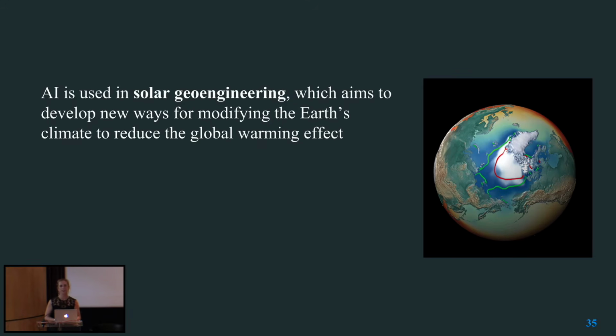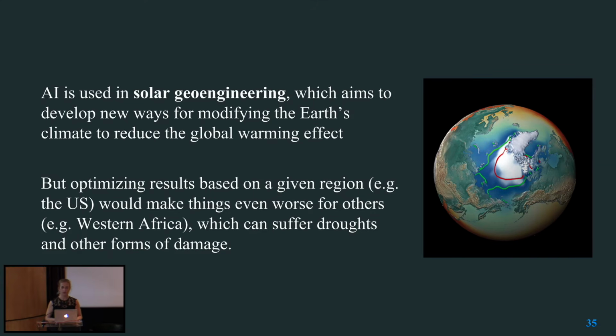There's a lot of models that exist, and AI is actively being used in this field of solar geoengineering as a way of modeling, if we put a bunch of phosphorus in the atmosphere in California, how that cloud is going to move through the Earth and how it's going to reflect sunlight. And so that's one of the big applications of AI, but actually what's interesting is how do you optimize results?